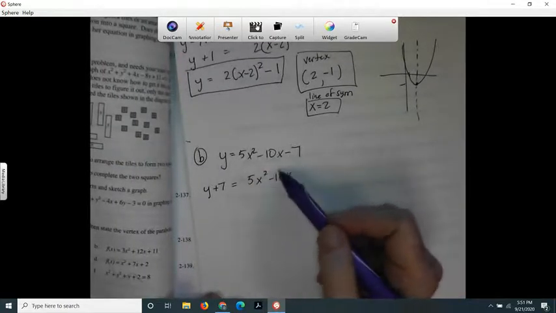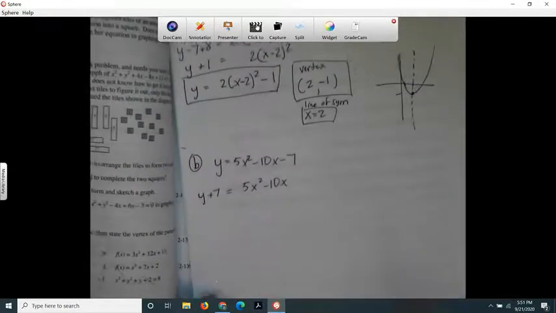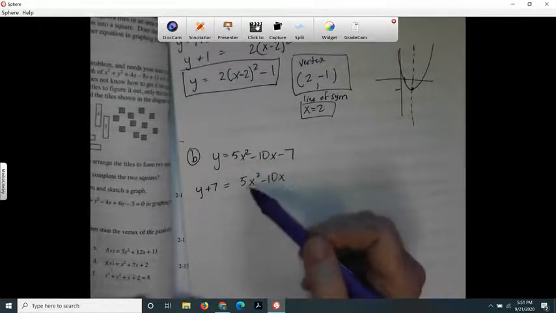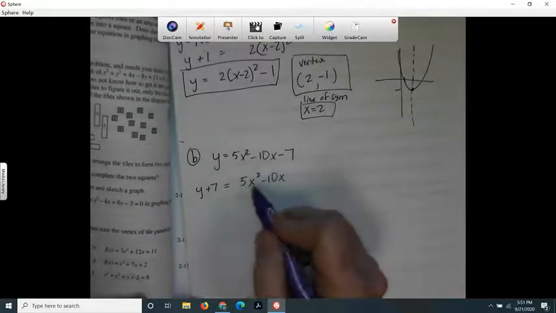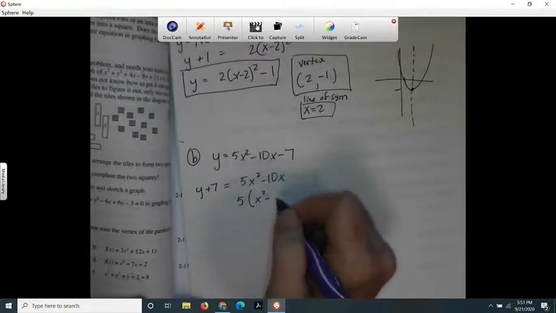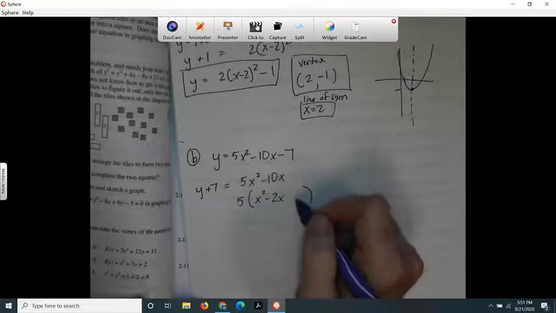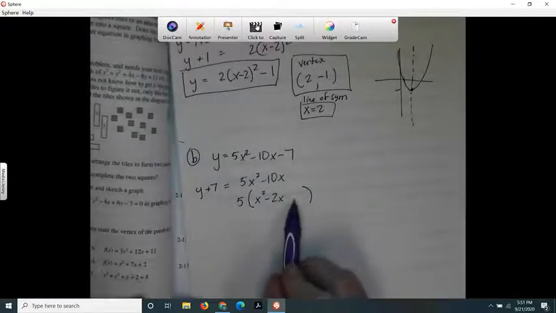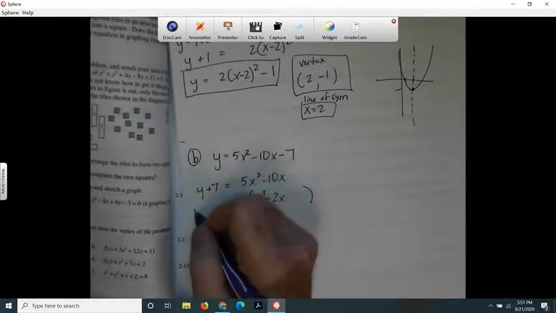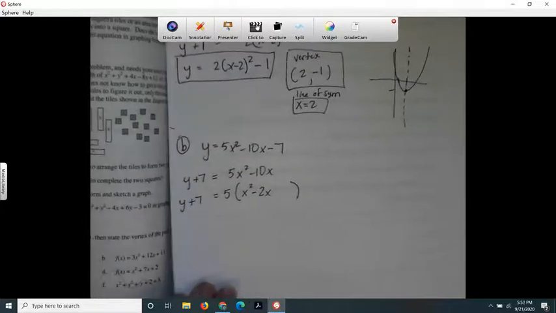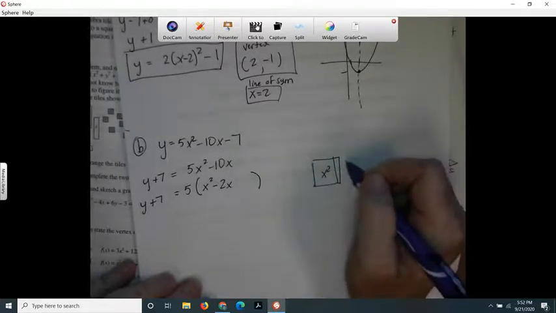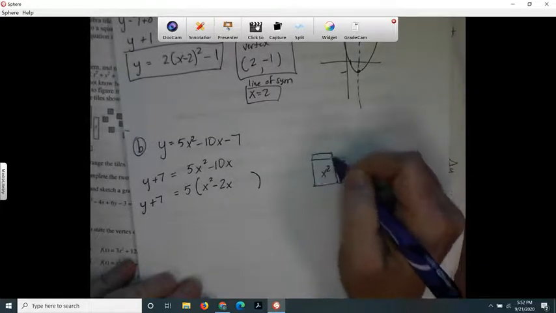Now, I want to complete the square, use my tiles or whatever, but I can't because I've got 5x squared tiles. That's not going to make a square. So I'm going to factor out, I see that I can easily factor out a 5. Leave room inside the parentheses because there's some number that's going to make this a perfect complete square. And we're going to figure out what that number is. Now I know I don't really have to draw this every single time.